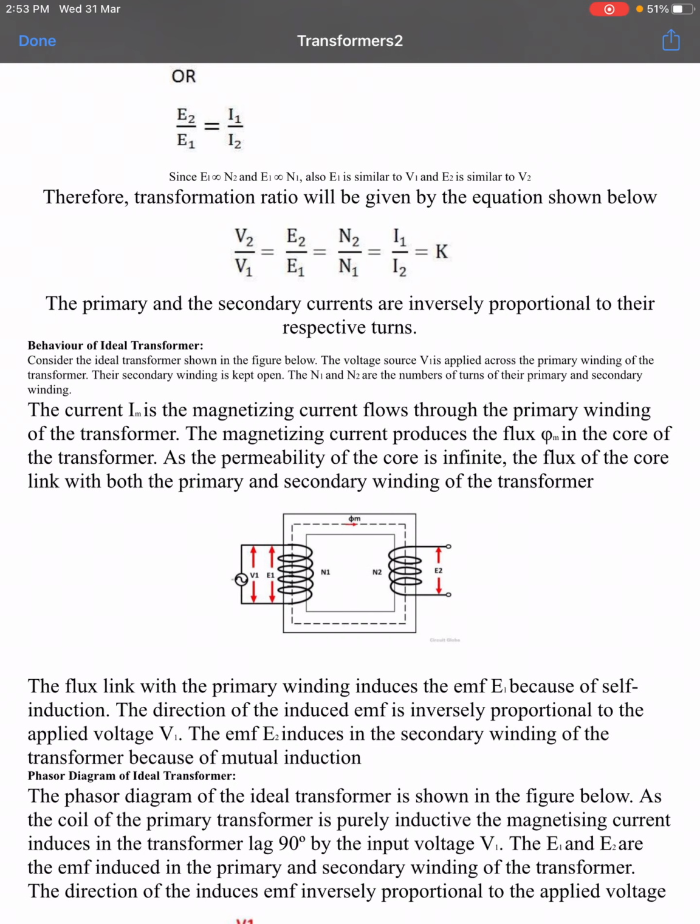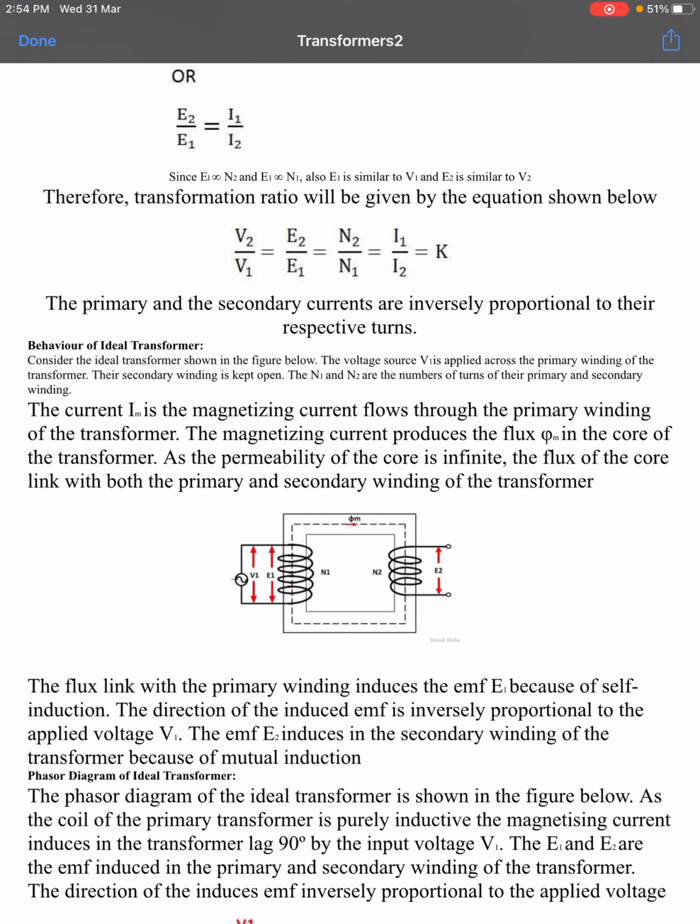The flux links with the primary winding and induces the EMF E1 because of self-induction. The direction of the induced EMF is opposite to the applied voltage in the primary side, from Lenz's law. Similarly, the EMF E2 is induced in the secondary winding of the transformer because of the mutual induction principle.